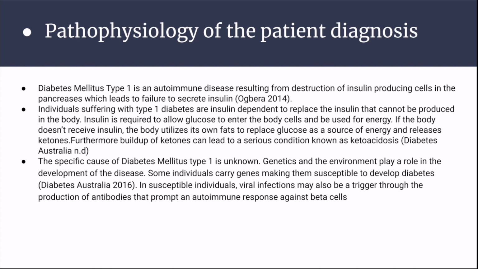The specific cause of diabetes mellitus type 1 is unknown. Genetics and the environment play a big role in the development of the disease. Some individuals also carry genes making them more susceptible to develop diabetes. In susceptible individuals, viral infections may also be a trigger through the production of antibodies that prompt an autoimmune response against the beta cells.